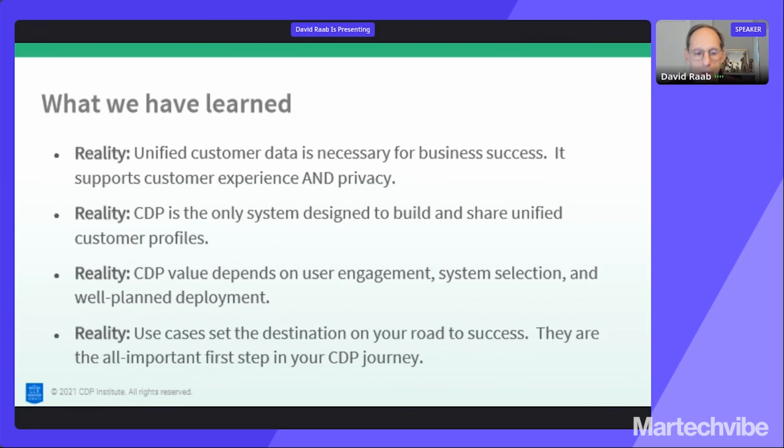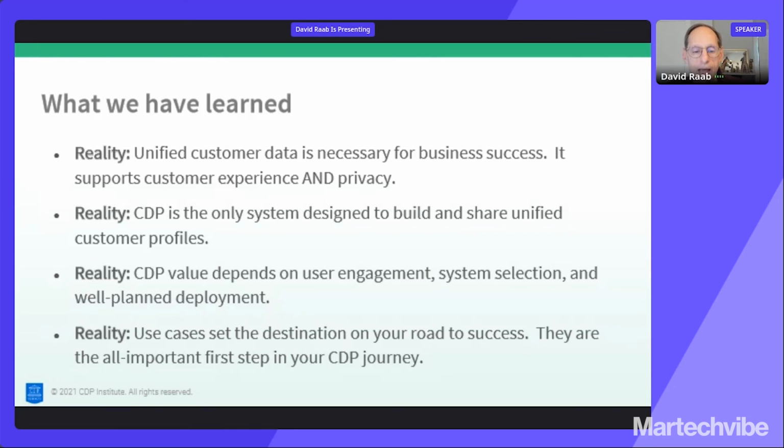What have we learned? Reality: unified customer data is necessary for business success. You need it. It supports experience and privacy. It's not a choice. You have to do both together. CDP is the only system designed to build and share unified customer profiles. Other systems are good at what they do. They're just not good at that because they weren't built for that. CDPs are. That's why it's different. That's why you need that in addition to your other systems.